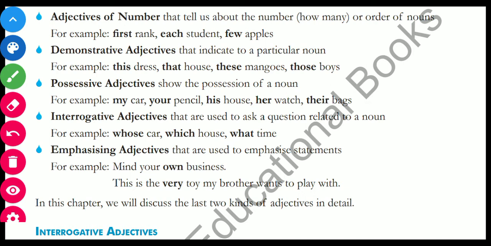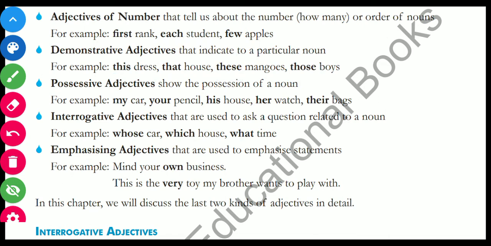When you are indicating towards a particular noun, then we use demonstrative adjectives. See the examples of demonstrative adjectives. There are only 4: this, that, these and those. And I know you must be knowing the usage of this and that. This and that are used with a singular noun, and these and those are used for plural nouns.